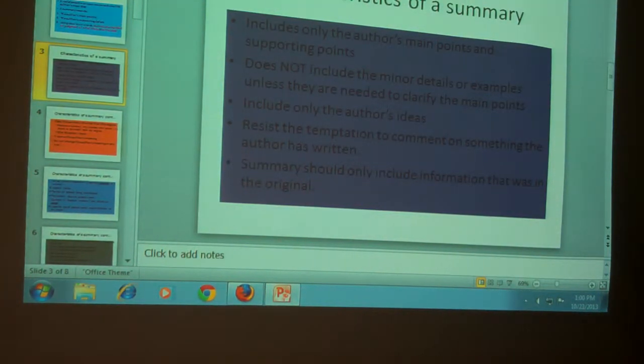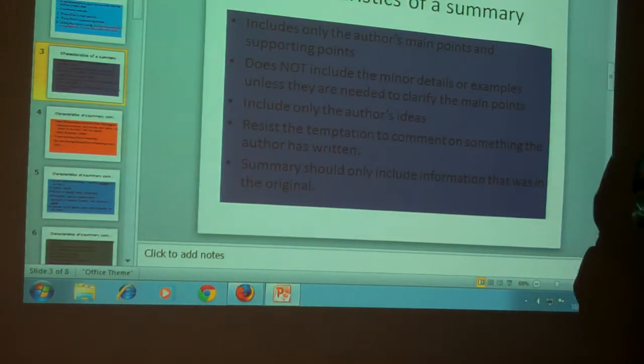Characteristics of a summary. I know we're working with some video difficulty here, so this may not come through as clearly as I would like, but again, hopefully you have the slide in front of you too. A summary includes only the author's main points and supporting points. It does not include minor details or examples unless they're needed for the main points.